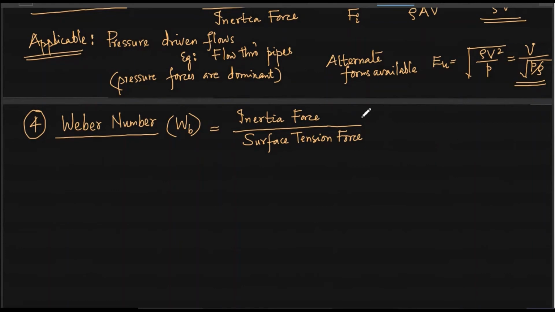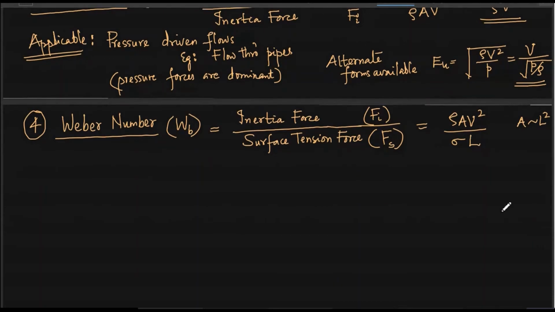So inertia force Fi divided by surface tension force Fs, let us say. So what is inertia force that you know already? That is rho A V square or rho L square V square. So rho A V square divided by sigma into L. Surface tension force is represented by force per unit length. So surface tension multiplied by the length of the surface boundary, that is surface tension force, sigma into L.